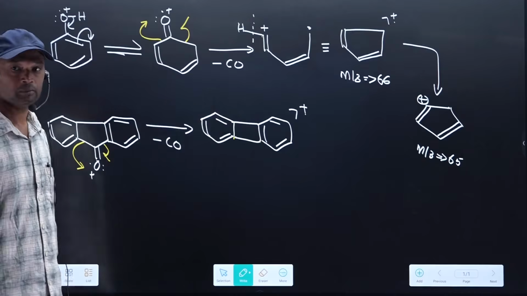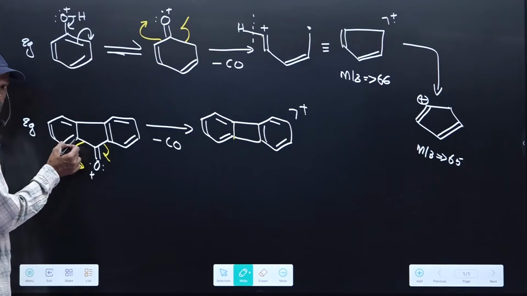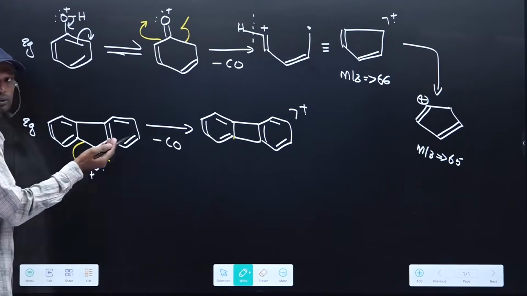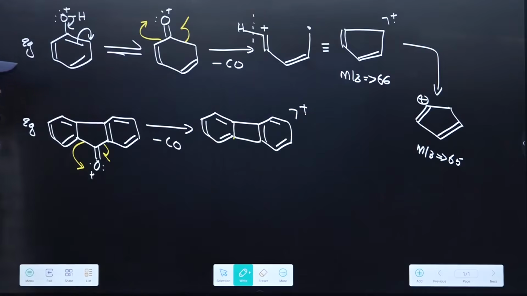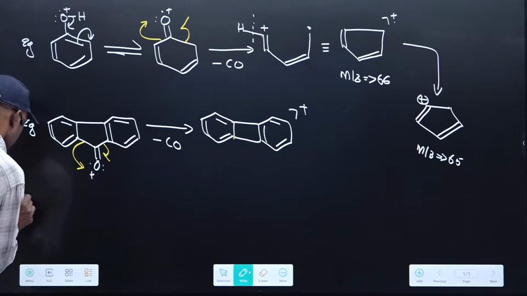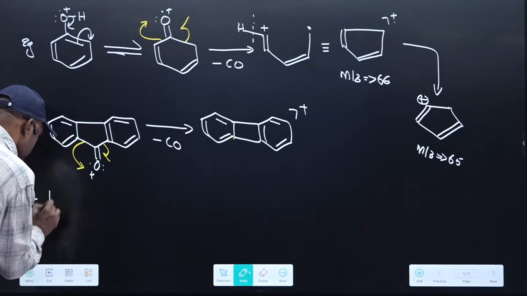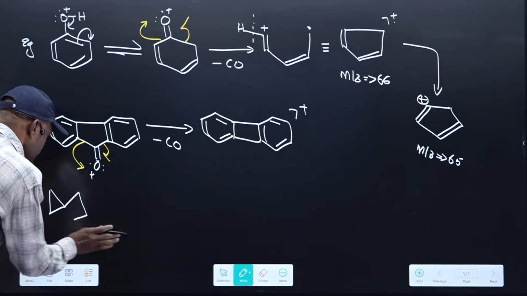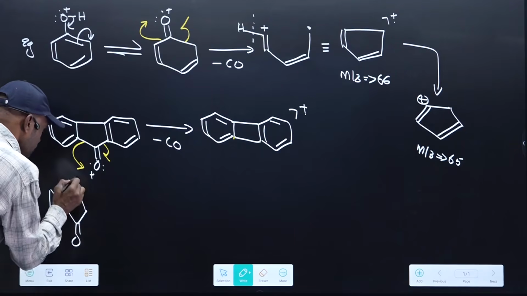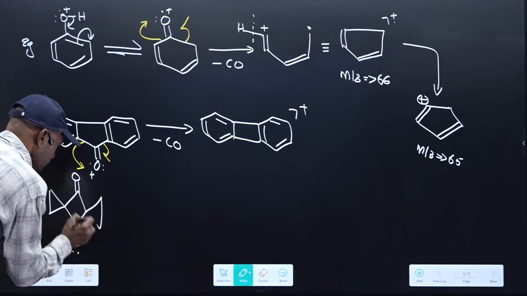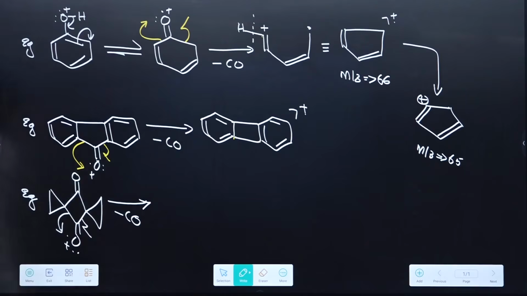Suppose if I remove one hydrogen, is it possible? Is any hydrogen there on this carbon? No. On this carbon, is any hydrogen there? No. So it is impossible to write a cation. Radical cation only. Like that. So loss of CO, here heterolytic and this is homolytic.